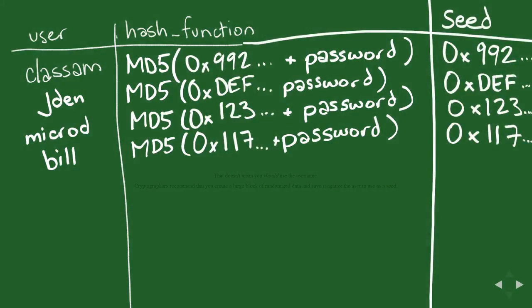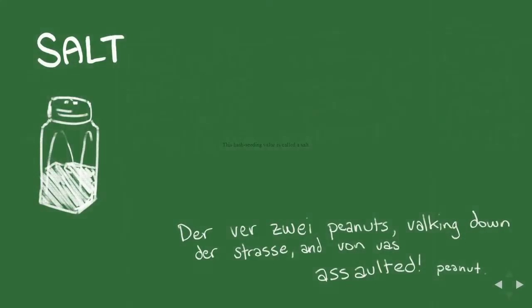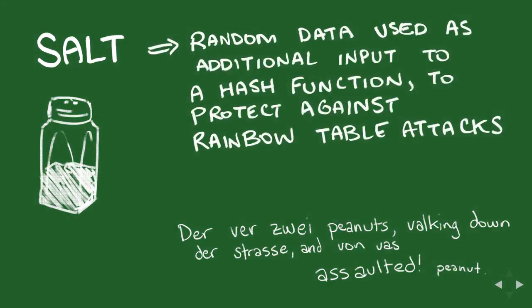Cryptographers recommend that you create a large block of randomized data and save it against the user to use as a seed for your hash function. This hash seeding value is called a salt. So a salt is random data used as additional input to a hash function to protect against rainbow table attacks. Once again, the Wikipedia definition.